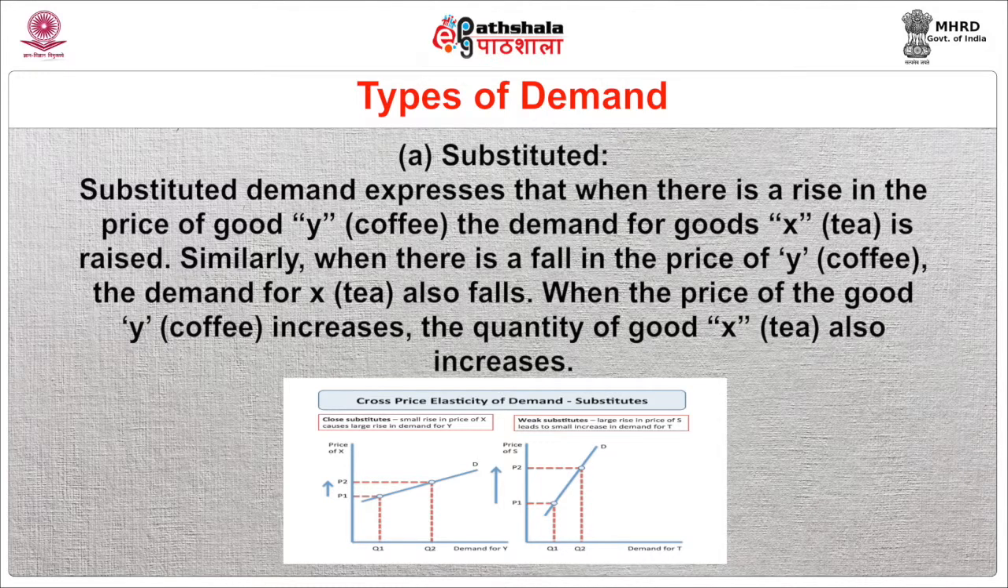Substitute demand expresses that when there is a rise in the price of good Y, say coffee, the demand for good X, say tea, is raised. Similarly, when there is a fall in the price of Y, say coffee, the demand for X, the tea, also falls. When the price of the good Y, coffee, increases, the quantity of good X, tea, also increases.